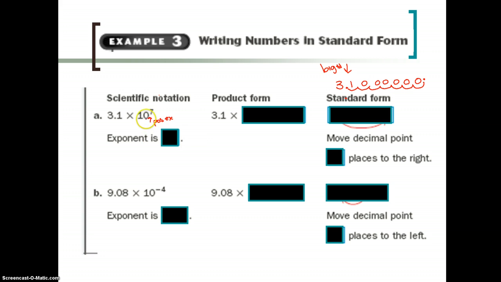Again, if you want to go through product form, you could, but I like to skip right over it. You can see this is exactly what I have. See how there are 6 zeros and then the 31? This is 31 million.